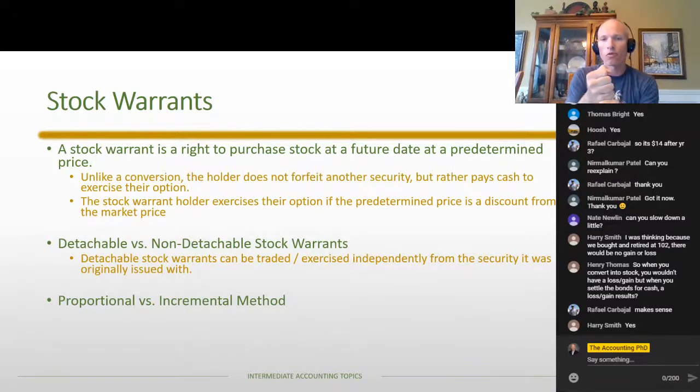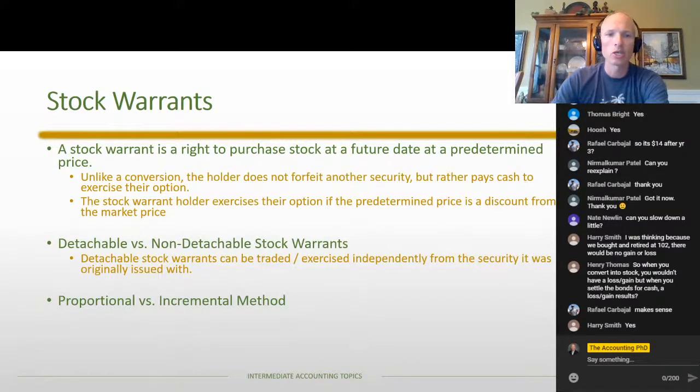Versus a non-detachable, of course, means wherever one goes, the other one goes. And actually, the accounting for a non-detachable stock warrant is very similar to a convertible bond. So that's a little bit different. We're focused here on detachable stock warrants because we want to understand, when they detach, how do I handle that stock warrant piece? The bond piece we covered in Chapter 14. That hasn't changed. Now we're talking about what I do with that stock warrant, and that's really the point of this section.